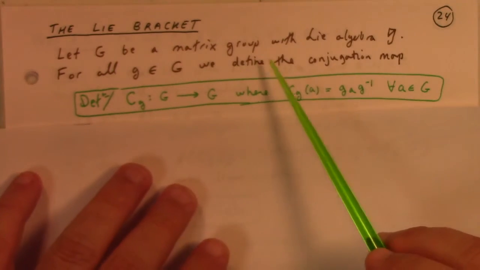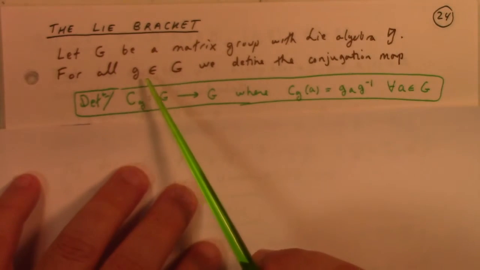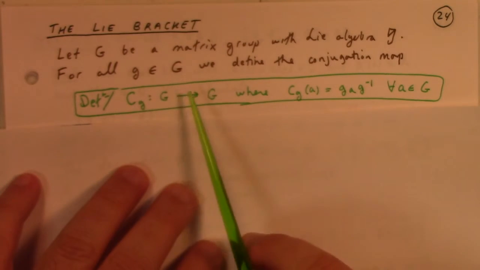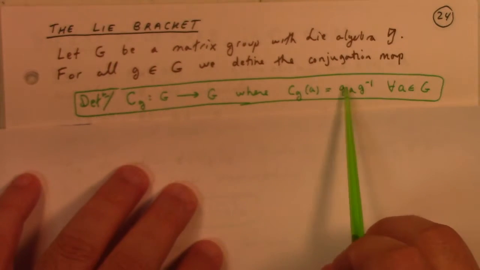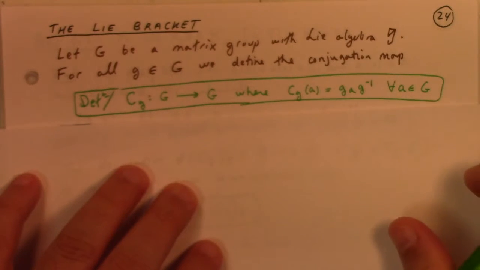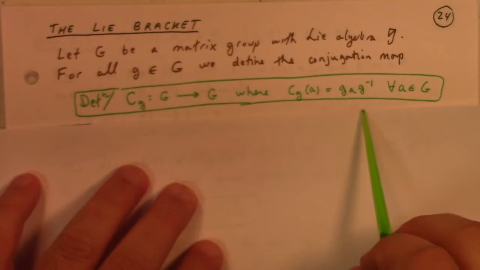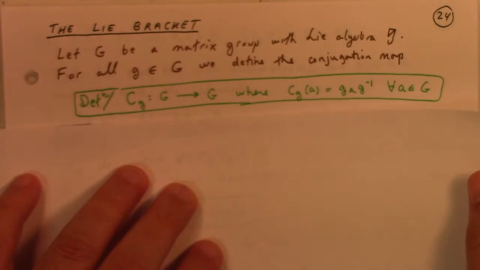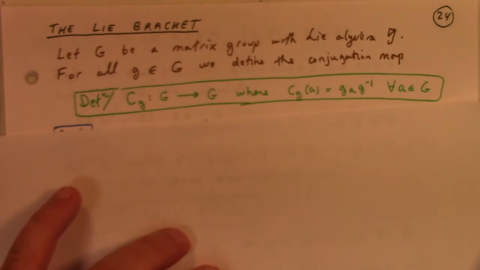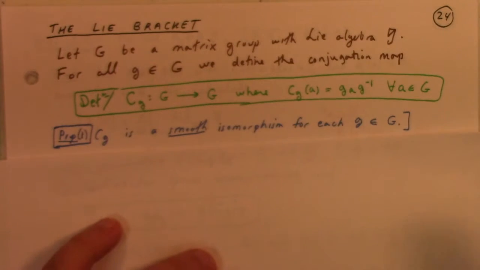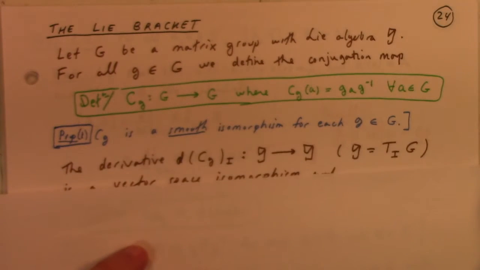So let G be a matrix group with Lie algebra 𝔤. For all g in G, we define the conjugation map. So you multiply by g and g inverse on one side or the other, right? If G is an abelian group, this is kind of like nothing happened, right? But in general, that's interesting. And so the proposition is that this conjugation is a smooth isomorphism for each g.